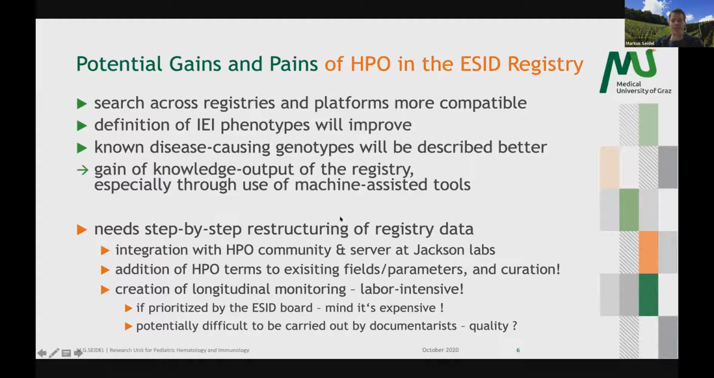But it would need a step-by-step restructuring of registry data. It would need an integration with the HPO community and the servers at the Jackson Labs. It would need to implement all the new HPO terms to existing fields and parameters, and a continuous curation. And the creation of a longitudinal monitoring would probably be very labor intensive, not only quantitatively but also qualitatively. If this is prioritized by the ESID board, it would probably be an expensive journey, and it's potentially difficult to be carried out by the documentarists alone.